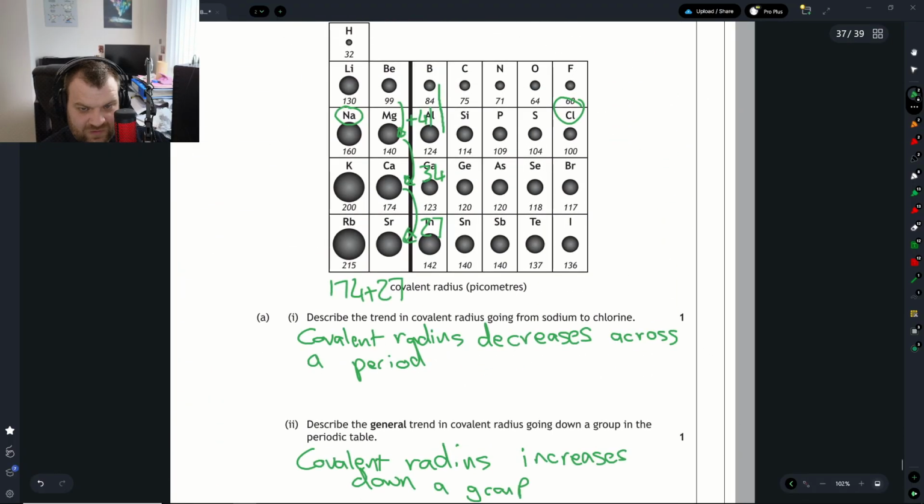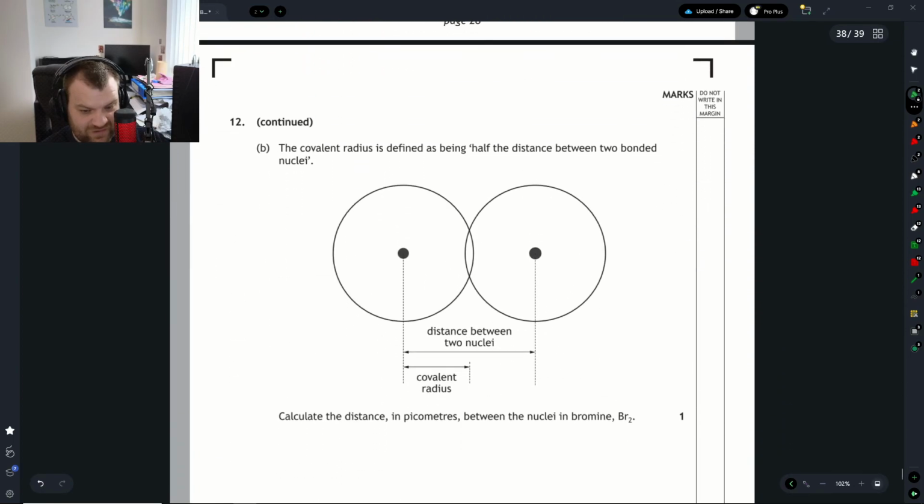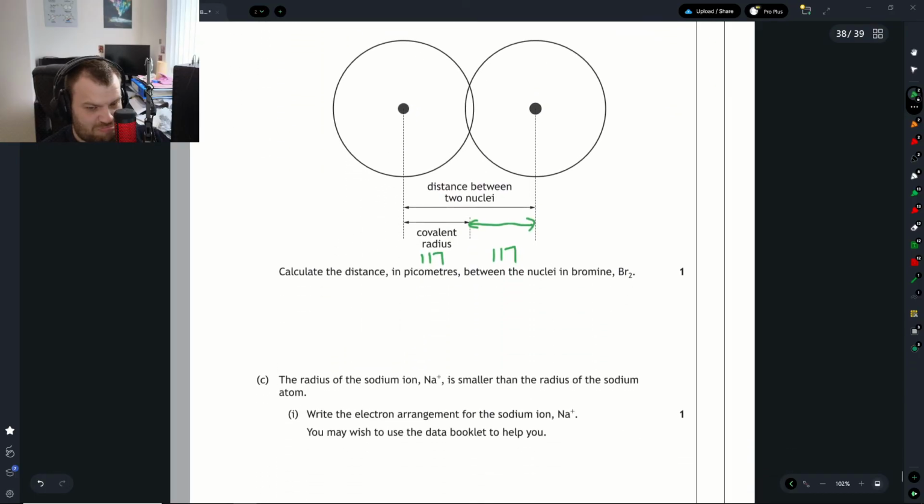So bromine, we are told the radius is 117. If the radius is 117, then we want to use that again. We need 2 of them, because it's going to be 2 of the radius for that. So add them together, that gives you 234 picometers as the correct answer for that.